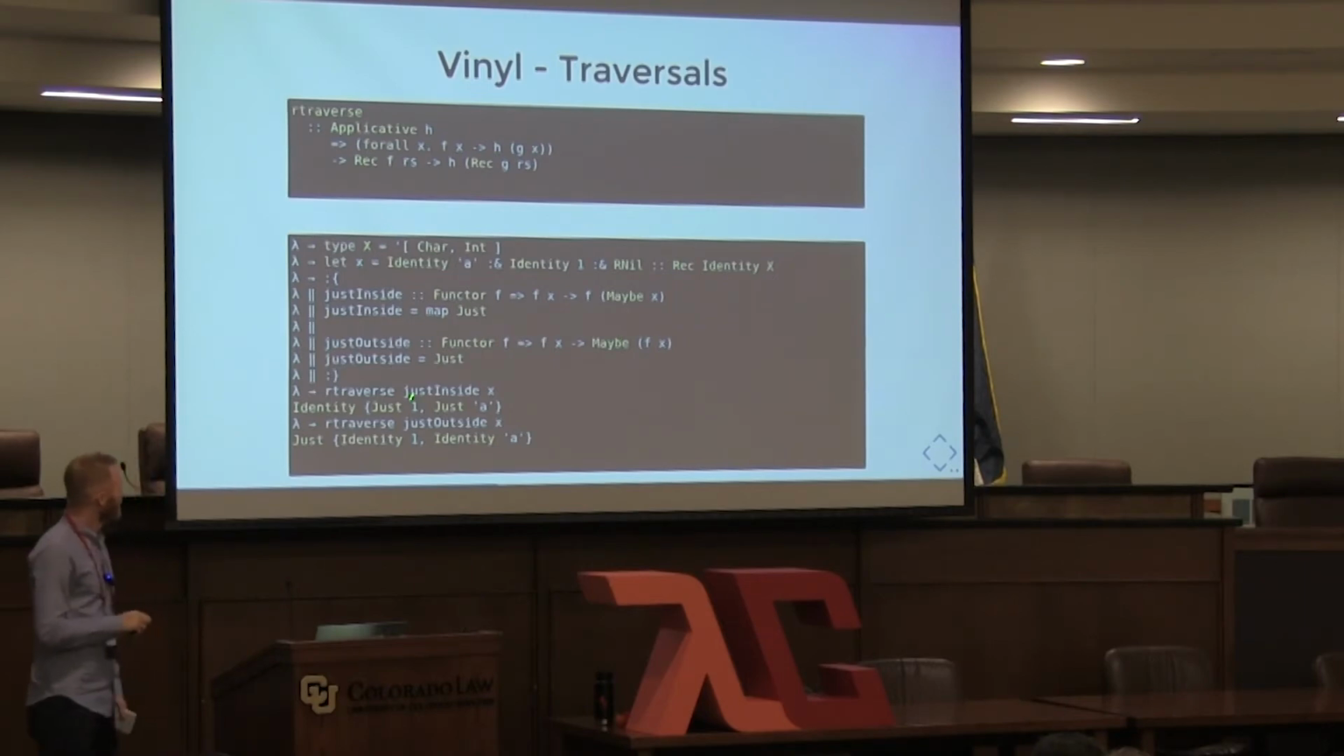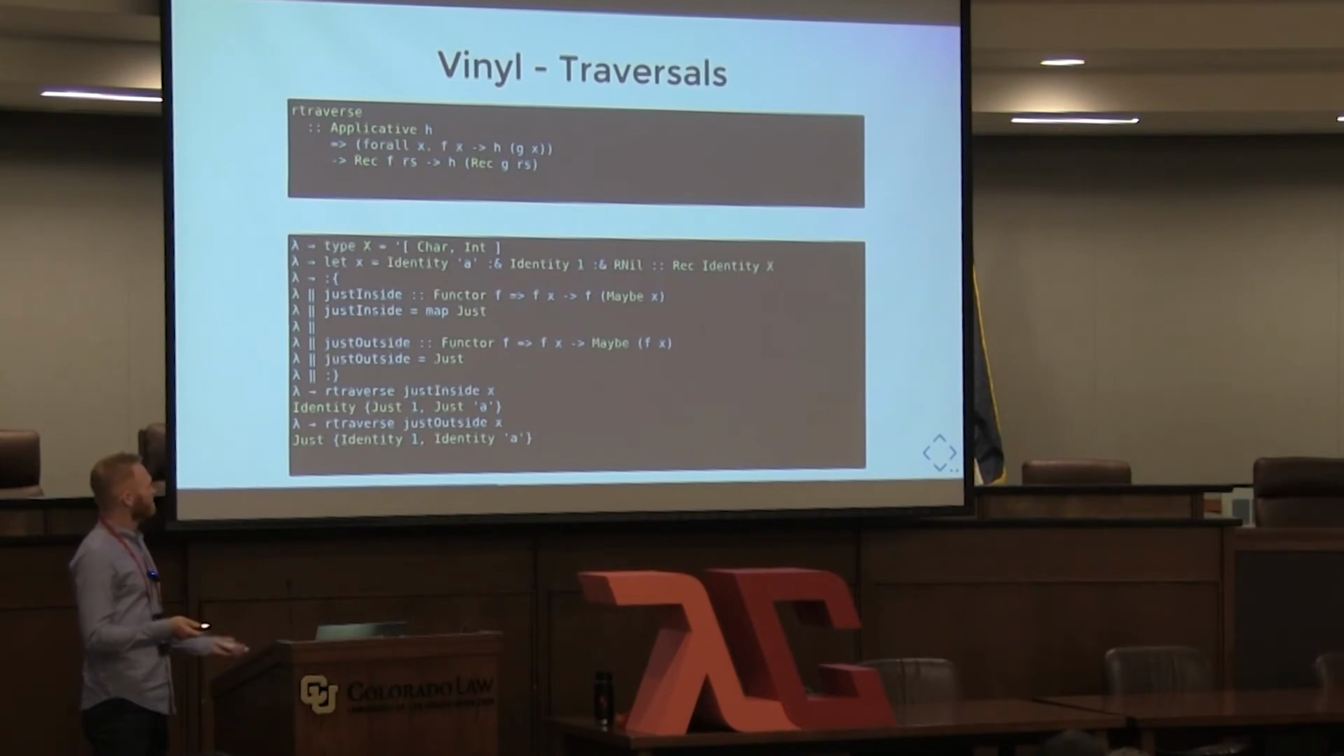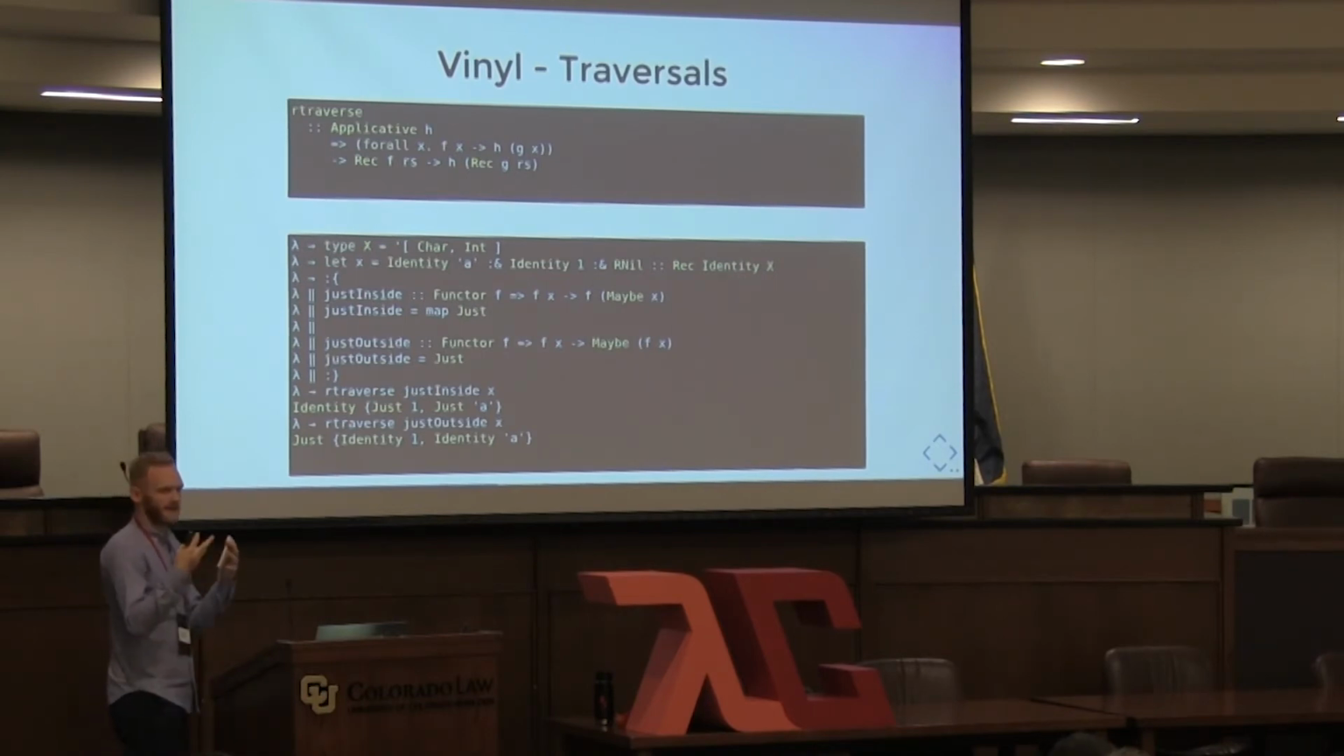Cool. So when we traverse just inside, we'll wrap up everything inside X in a just, and then the outside will be our identity functor. Similarly, if we do just outside, they'll be swapped.